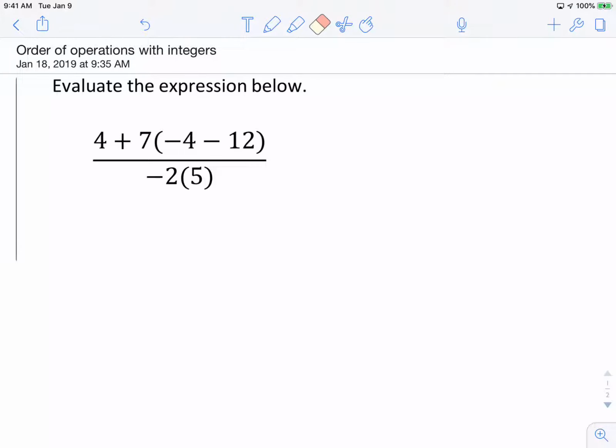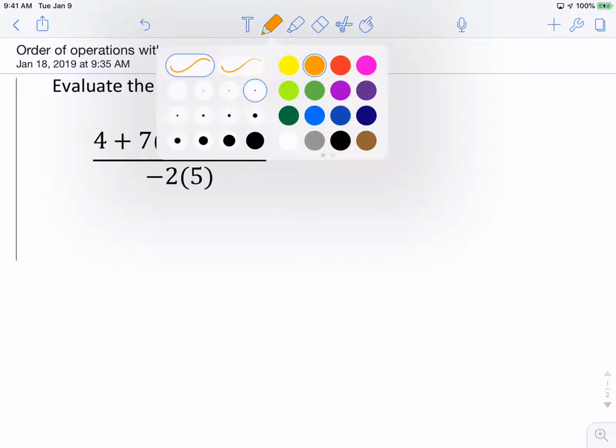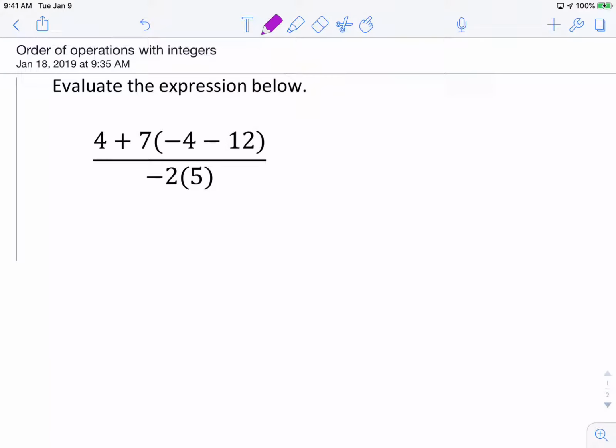So in this problem, we're dealing with integers and order of operations. Remember, when you're talking about order of operations, you have please, parentheses, excuse, for exponents, my, multiply.